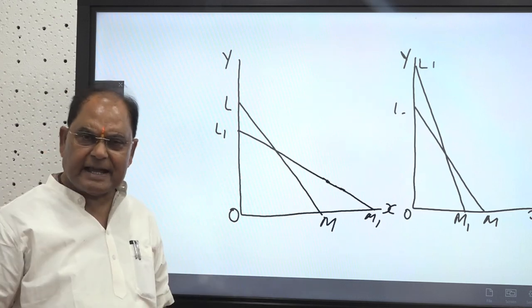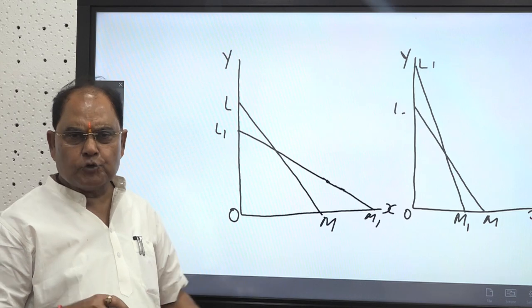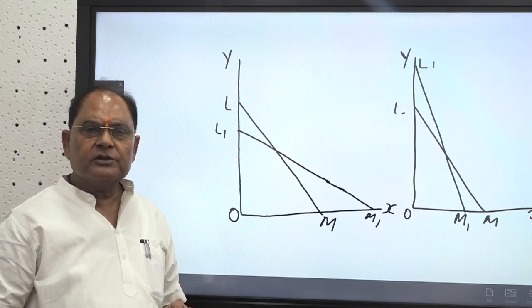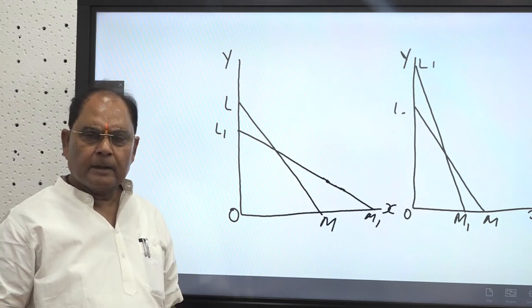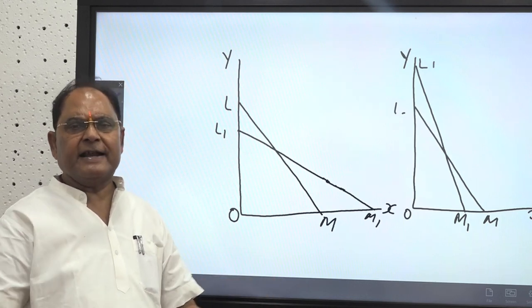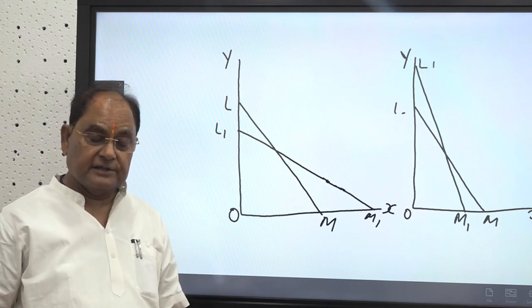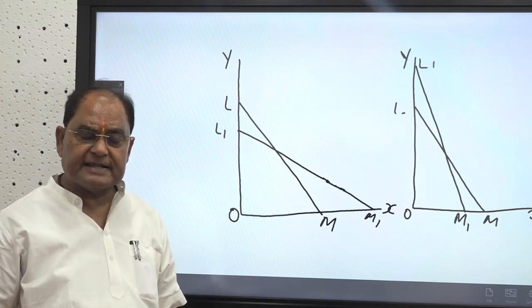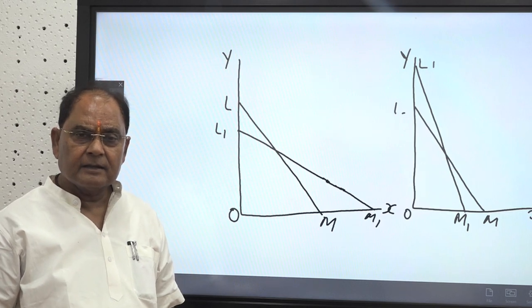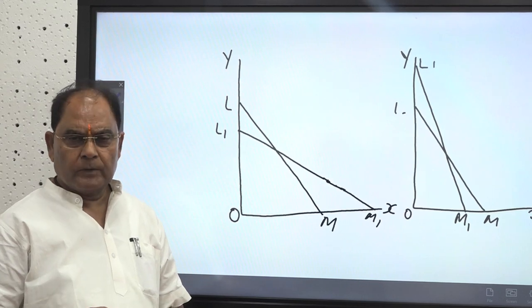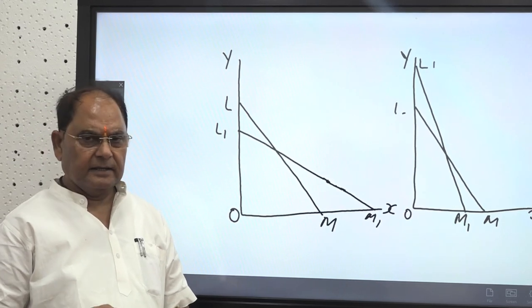This budget line is independent of the indifference curve. It has nothing to do with the indifference curve right now. But when you juxtapose the budget line on the indifference map, then you get to know the actual sales, actual purchases. That is what we will study in equilibrium. So that's all about the budget line. Thank you.